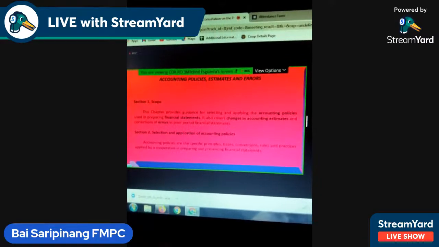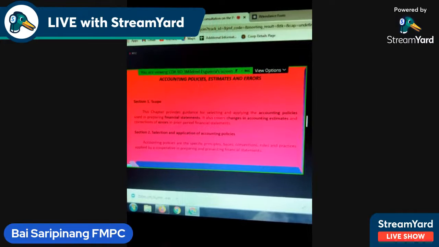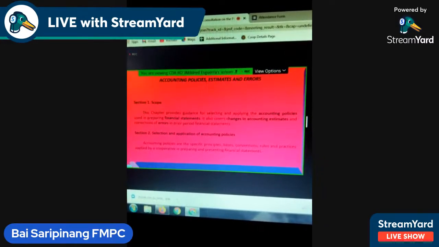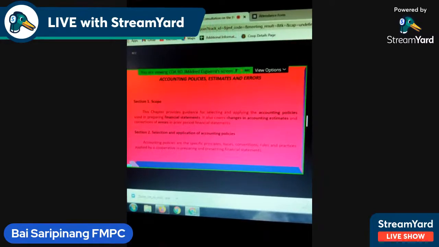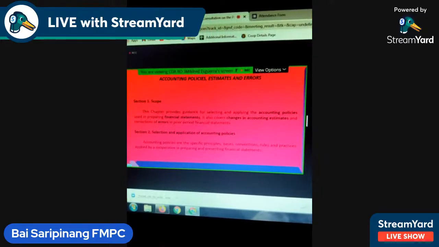Let's talk about the details of the accounting policies, estimates, and errors. Ito po ang chapter that provides us the guidance for selecting and applying the accounting policies used in preparing financial statements. It also covers changes in accounting estimates and correction of errors in prior periods. Now, yung mga errors, how are we going to treat this and prevent this?